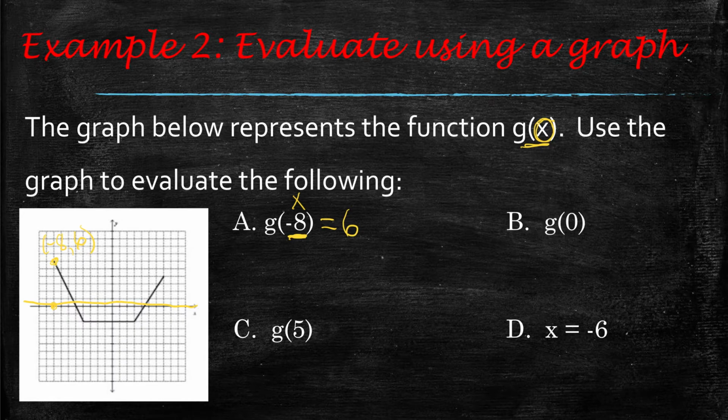Let's go to the next one, g of 0. So find where x is 0. X is 0 right here. We need to go down and find the actual point that's on the graph, and it has a y value of negative 2. So therefore, g of 0 is equal to negative 2.